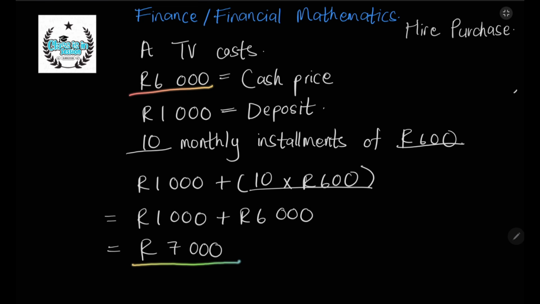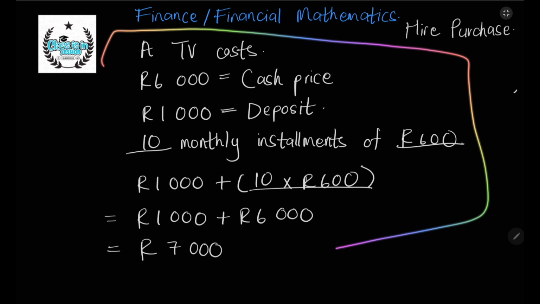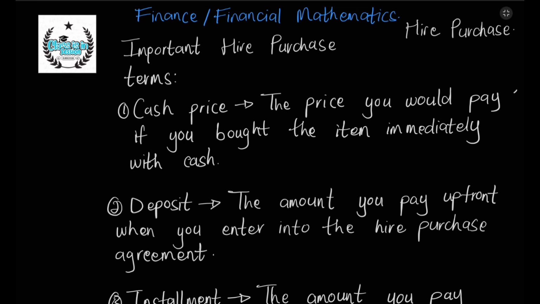In grade 8 questions, this may be described as the interest. The 1,000 Rand is the interest. Now please make sure that all these notes are in your notebook. I made these notes for you guys. Please make sure that you copy this in your notebook. These are important hire purchase terms that you should know. Firstly, we have cash price. Cash price is the price you would pay if you bought the item immediately with cash.